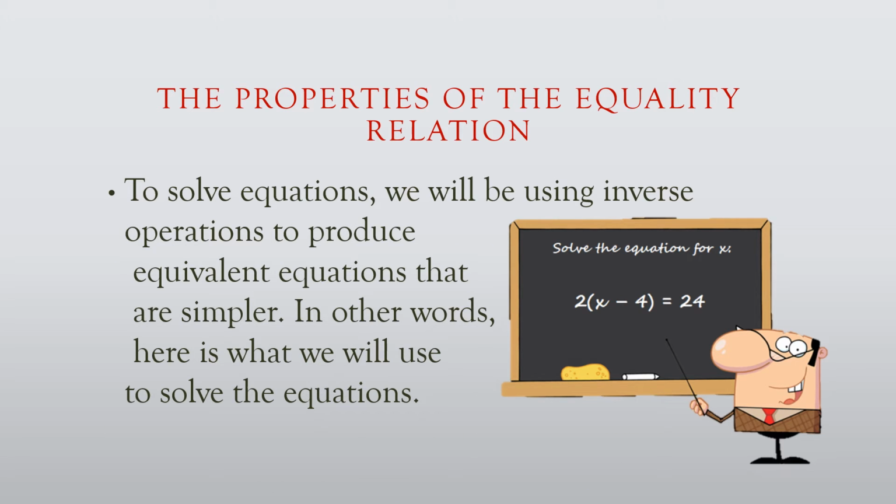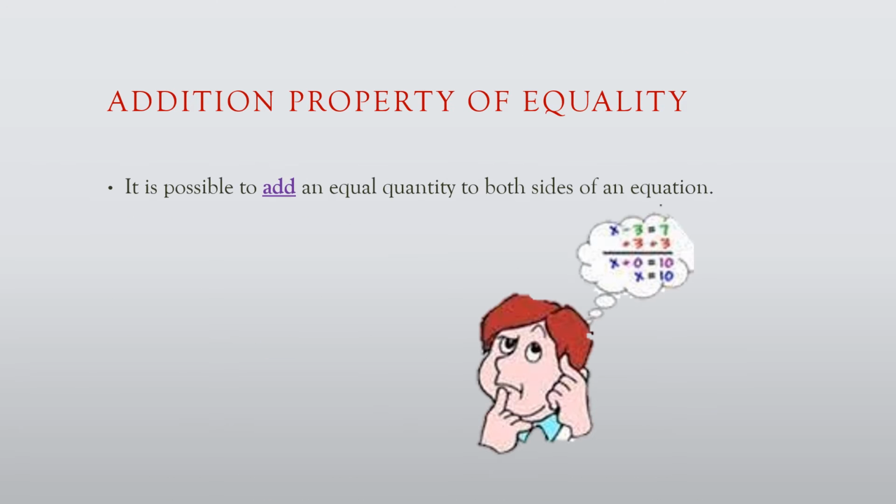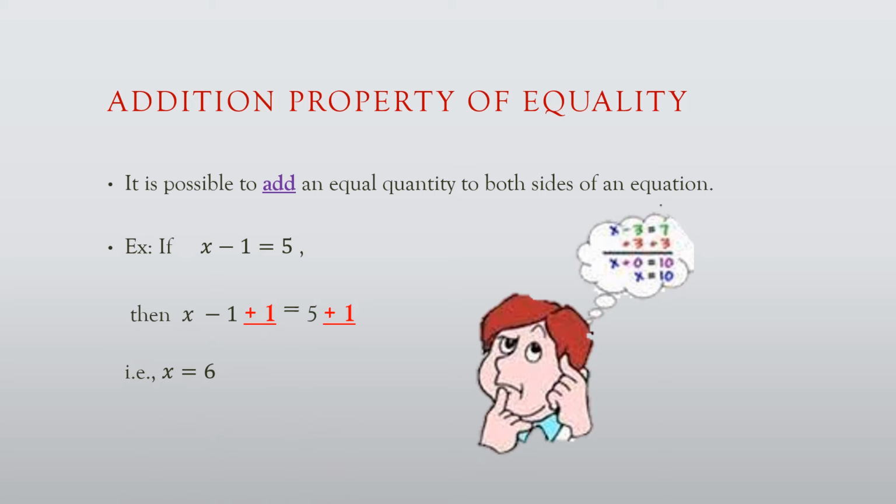To solve equations, we will be using inverse operations to produce equivalent equations that are simpler. In other words, here is what we will use to solve the equations. The first one is the addition property of equality. It is possible to add an equal quantity to both sides of an equation.